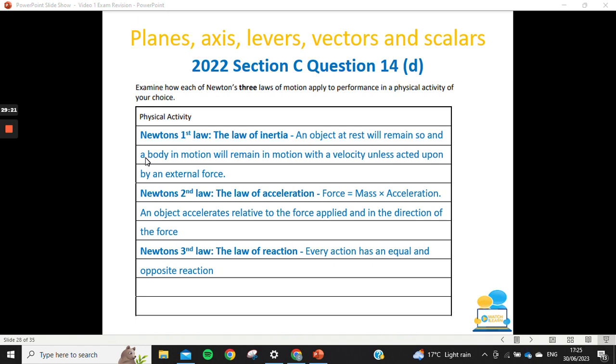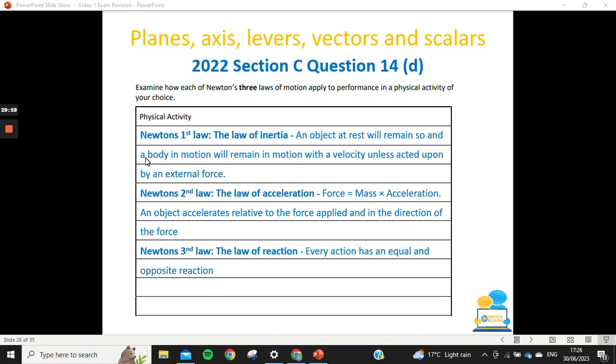So the next question from 2022, section C, the longer questions, is related to Newton's laws and how they apply to performance in a physical activity that you choose. For these questions, it can be quite useful to write out Newton's laws on some spare worksheets that you have, just so you can have them available, and then they can be applied to the sport.